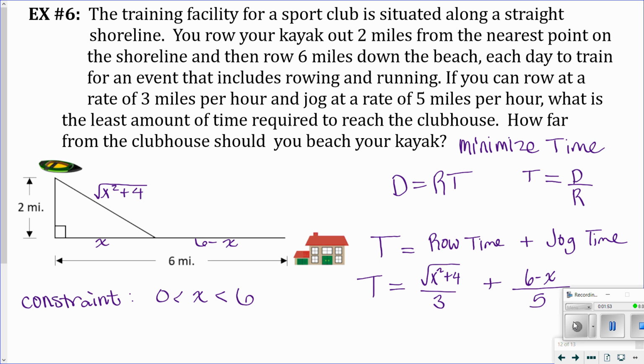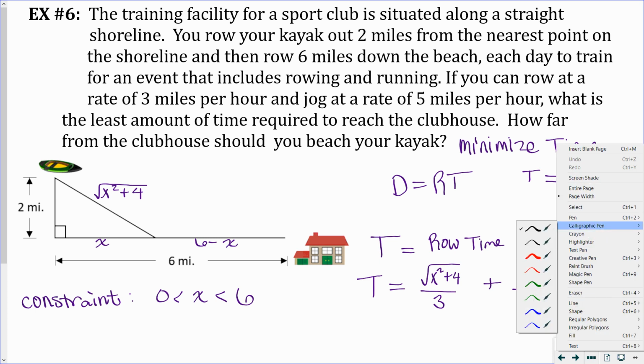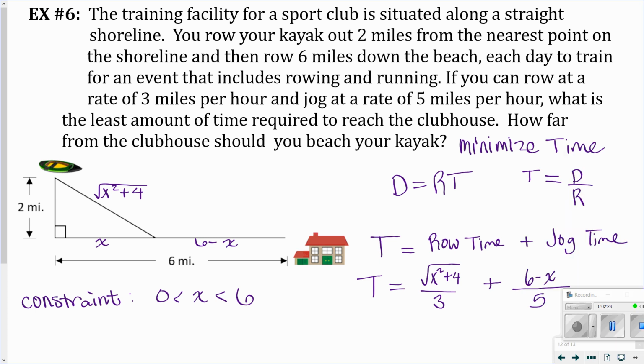So we have this diagram here, which we set up. And we're trying to minimize time and we're given information about distance and the rate at which they can travel. So we talked about how the formula relating those three things is distance equals rate times time. And since we're minimizing time here, I rearranged time to be distance divided by rate. And then we came up with our primary equation, which is the total time it's going to take us can be calculated by adding together the time it takes to row plus the time it takes to jog.